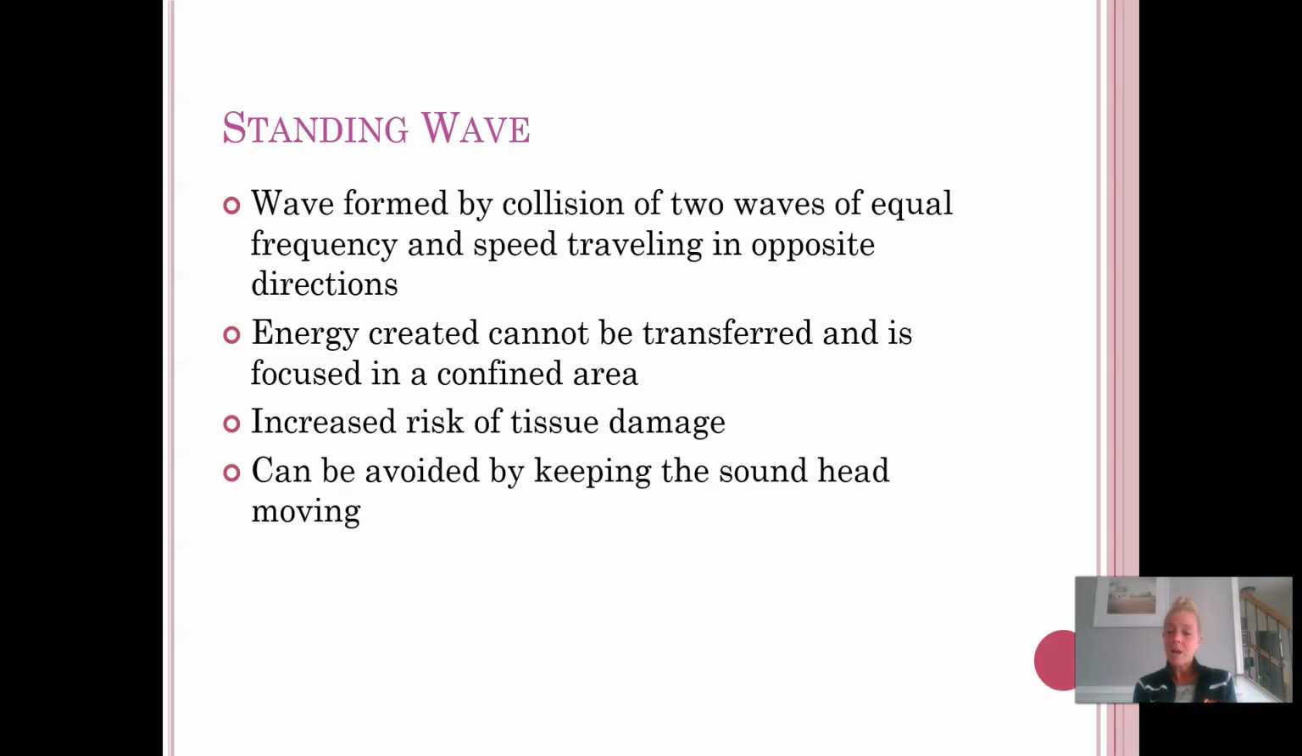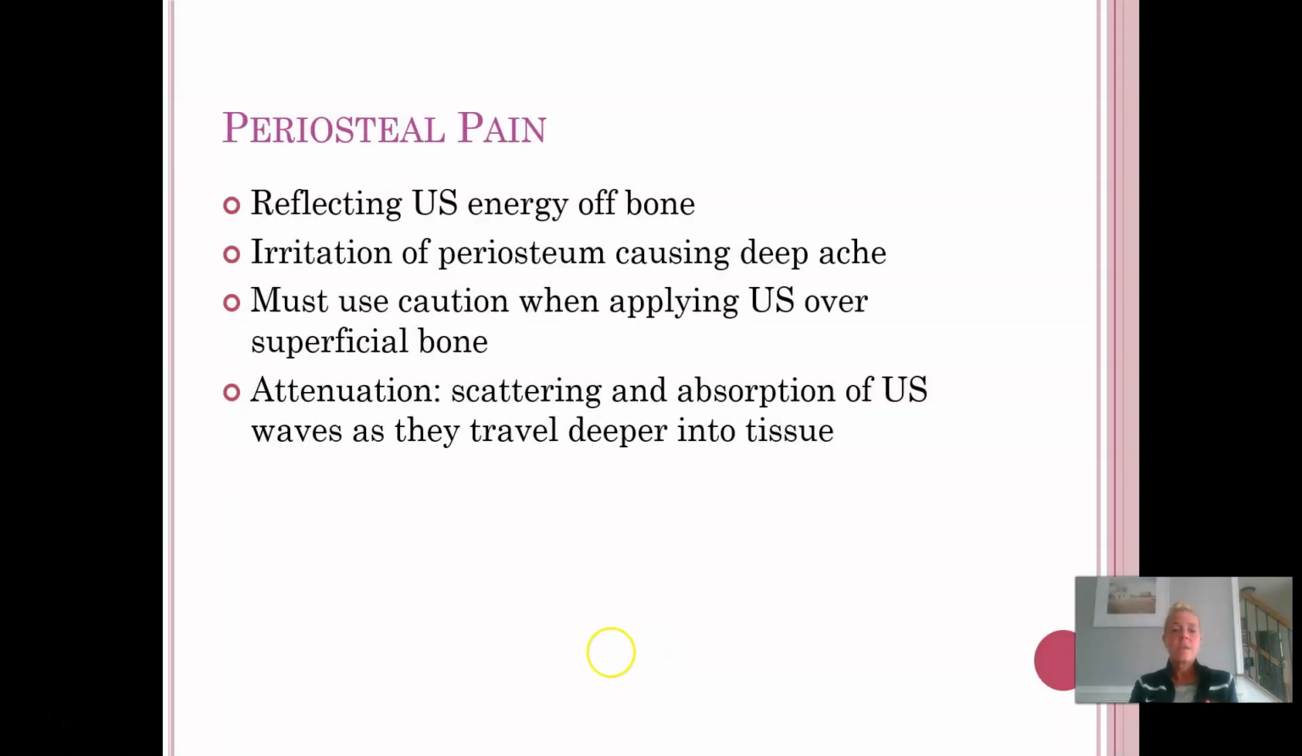And again, we're going to talk about this more. We're going to practice this as we're doing the ultrasound, but it is important to keep the ultrasound head moving. We don't want to just hold it still over the same area, because then we can create standing waves.